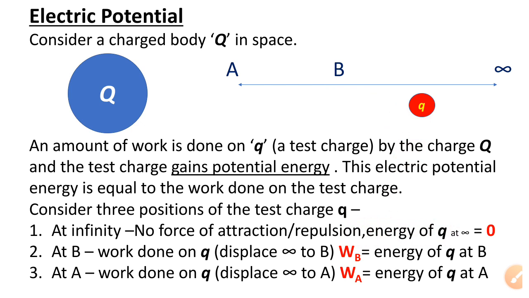Now this is the same as at the point A. You can read the third line. The energy at the point A can be written as WA, which is equal to the total work done for displacing the test charge from infinity to A.